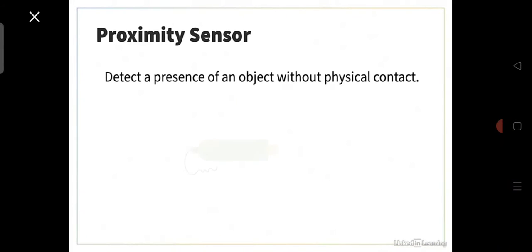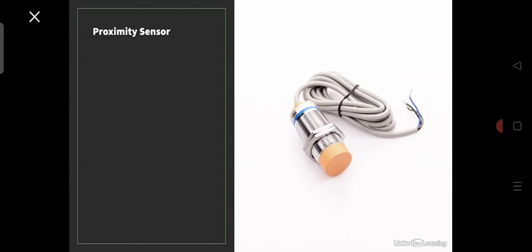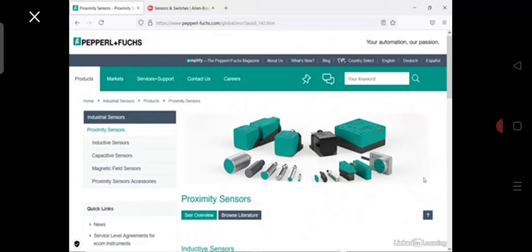Proximity sensors are devices that detect the presence of an object without physical contact and then convert the information into an electrical signal. In general, a proximity sensor has a cylinder shape with a flat surface on one side, looking like this. Here are examples of different proximity sensors from different manufacturers.